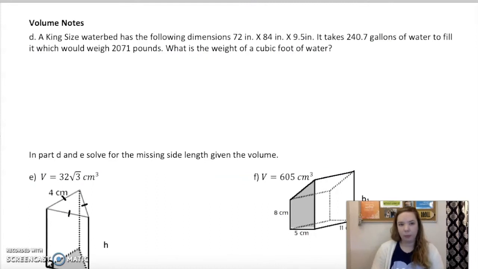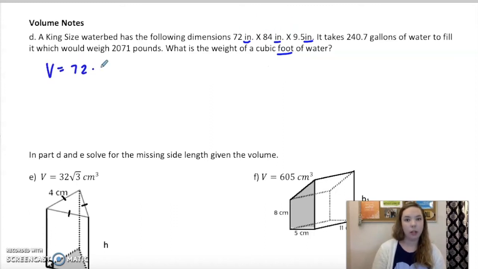All right, some more examples here. A king-size waterbed has the following dimensions, and it takes 240.7 gallons of water to fill it, which would weigh 2,071 pounds. What is the weight of a cubic foot of water? So here where it says feet, we have to keep that in mind because currently we are measuring in inches. So first, let's go ahead and do just the volume in inches.